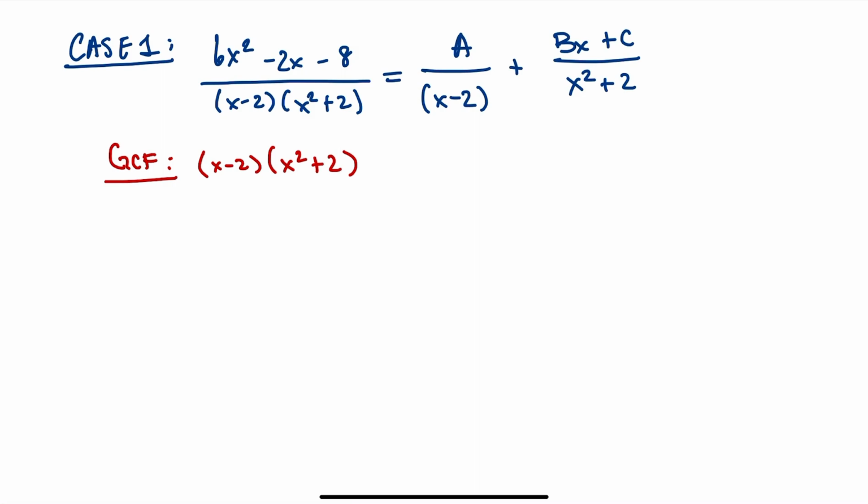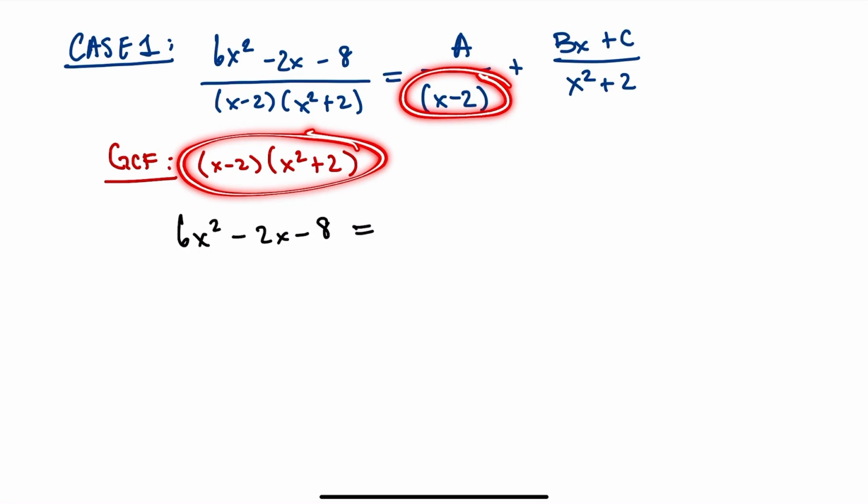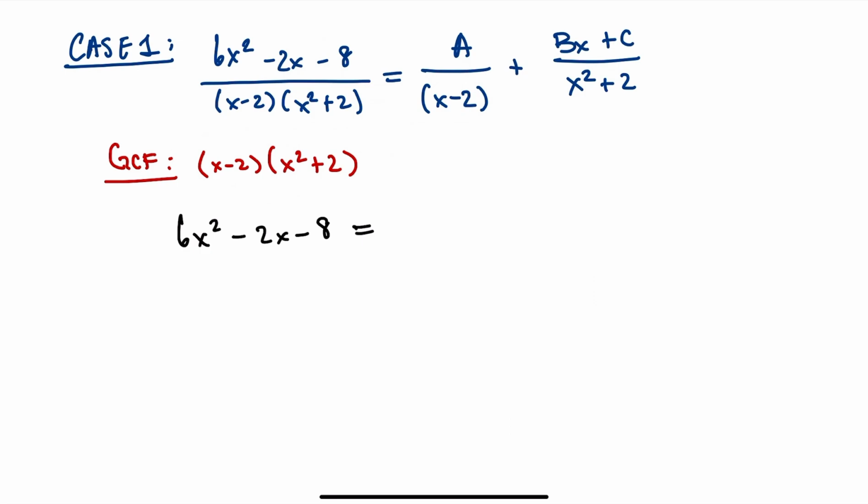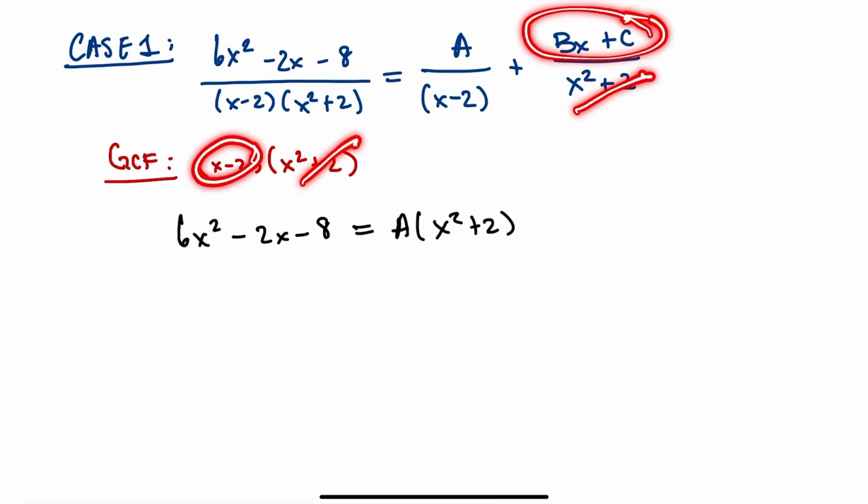So as a result, we're left with 6x squared minus 2x minus 8 equals, and if I multiply this to this fraction right here, that's where it would be, it just cancels out these two. So all I'm left with is the a and the x squared plus 2. Okay, and the last one, same thing, and if you notice, it will cancel out this x squared plus 2 with this one, and I'll be left with this bx plus c, and then this right here.